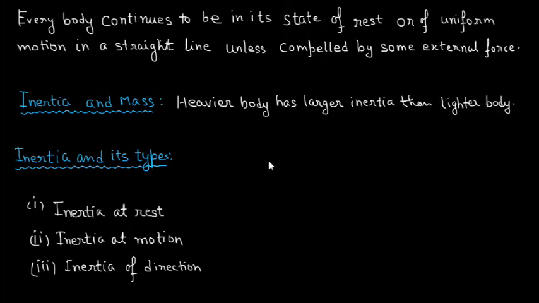The second point is inertia of motion. It is the inability of a body in motion to stop by itself. A body in uniform motion can neither get accelerated nor get retarded on its own. It also cannot come to rest on its own. Let us try to understand a few applications.